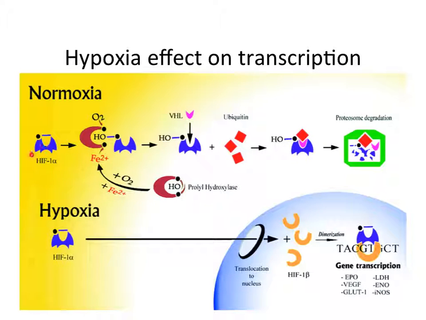Hypoxia-inducible factor 1 alpha is a protein that, in low oxygen conditions, goes into your nucleus and turns on transcription of genes and turns off transcription of genes that help you respond to low oxygen. Isn't this cool though? When oxygen's around, oxygen acts to change the structure of HIF1 alpha so that it's destroyed by the proteasome. The protein HIF1 alpha is degraded in the presence of oxygen.